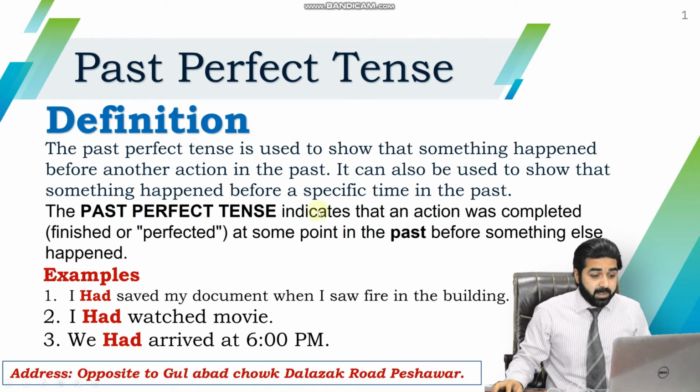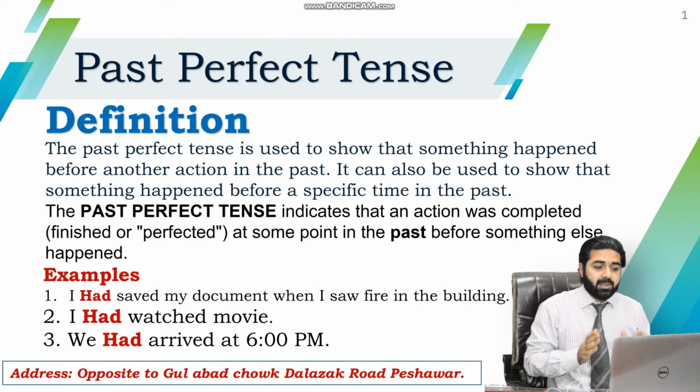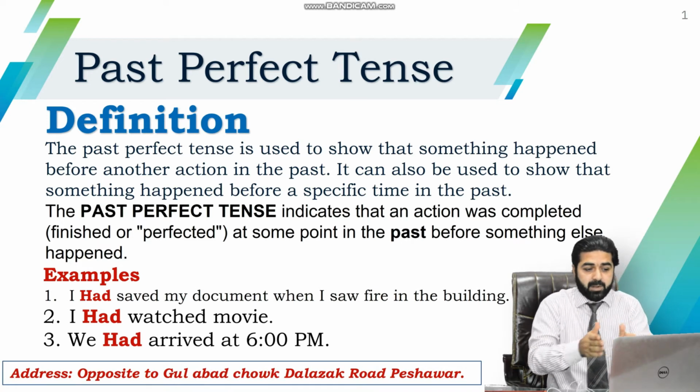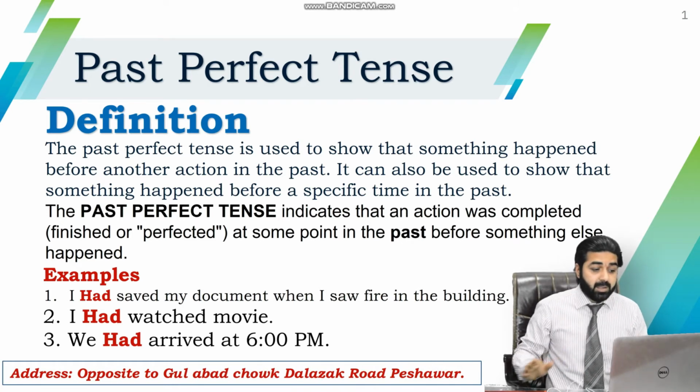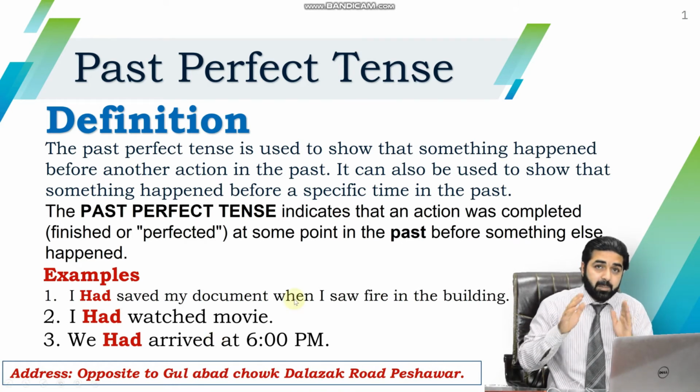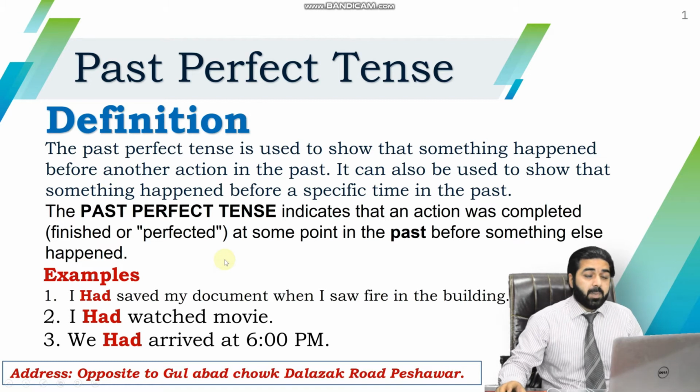And next one, the past perfect tense indicates that an action was completed, finished or perfected at some point in the past before something else happened. So this one also belongs to the first example, and here we have example number 2. This action is what? Perfected action and finished action. How? I had watched movie. This is a perfected action. This action has already what? Finished. The past perfect tense indicates that an action was completed, finished or perfected, right? So this action, I had watched movie, is a completed action, finished action and perfected action, right? So that was the definition of past perfect tense.